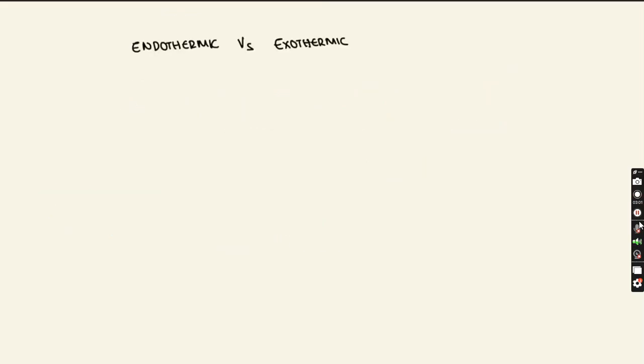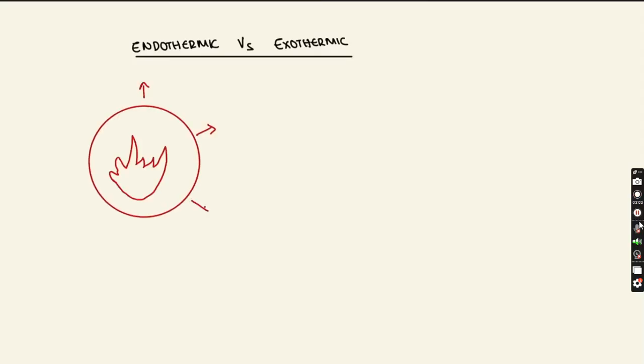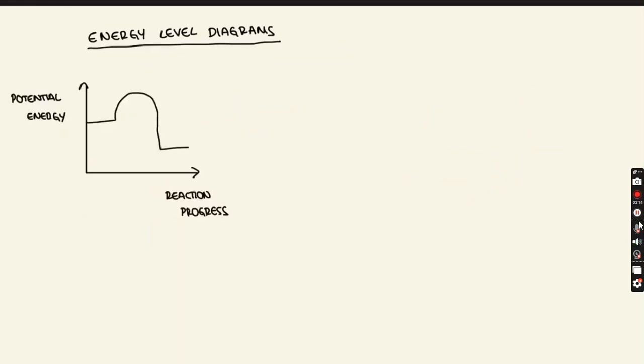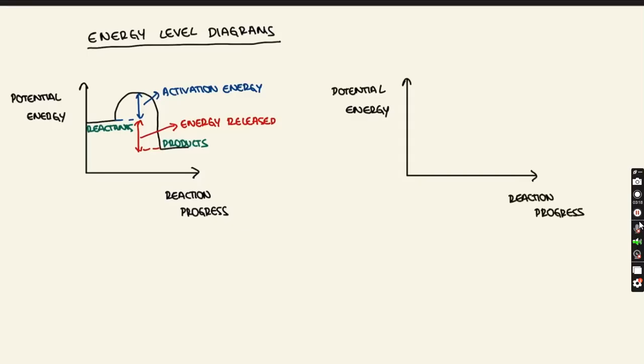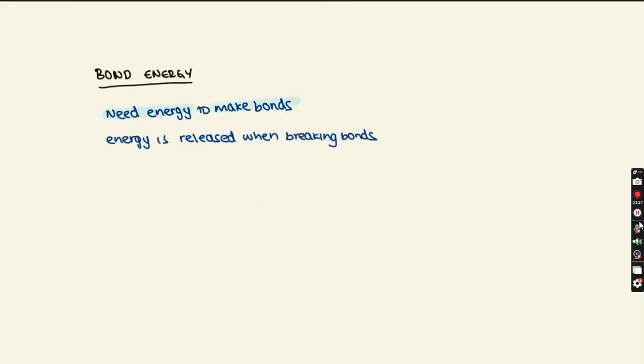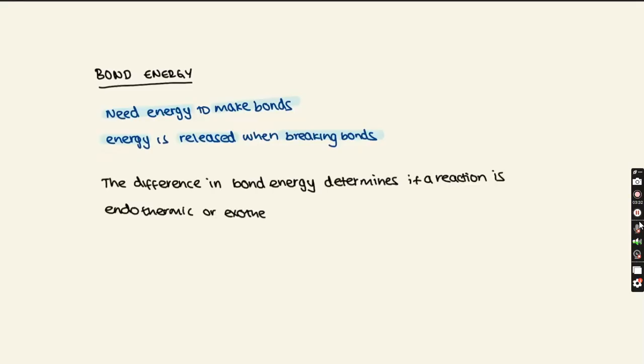Exothermic and endothermic reactions. In exothermic reactions, energy is released, causing the surroundings to warm up, and with endothermic reactions, the energy is absorbed. When talking about energy level diagrams, you need to show the energy change in a reaction. Exothermic reactions have products lower in energy than reactants, and endothermic reactions have products higher in energy. When talking about bond energy, energy is required to break the bonds and released when forming the bonds. The difference in bond energies determines if a reaction is exothermic or endothermic.